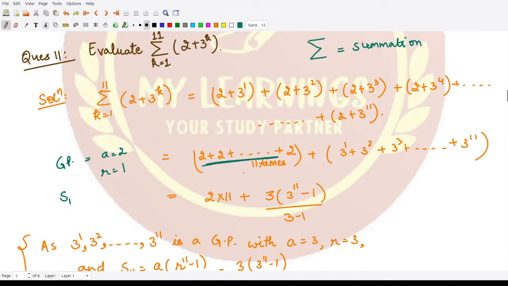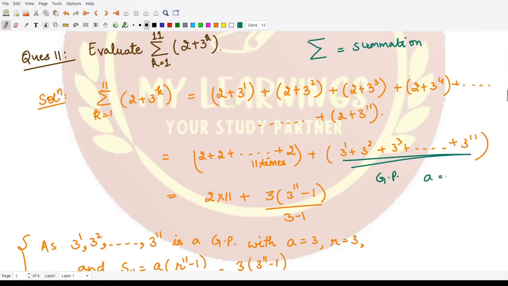And in the second case we also have a GP. Here the first term a is 3. The common ratio is also 3, and there are a total of 11 terms. This common ratio is 3, which is greater than 1. So what is the sum of the first 11 terms here? It is a into r raised to power n minus 1, that is r raised to power 11 minus 1, divided by r minus 1.